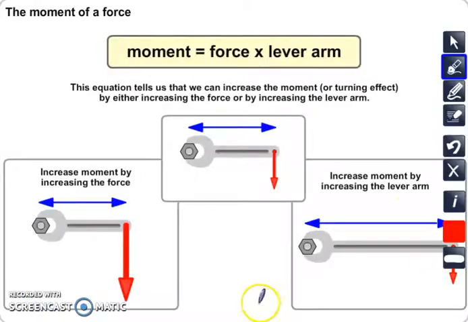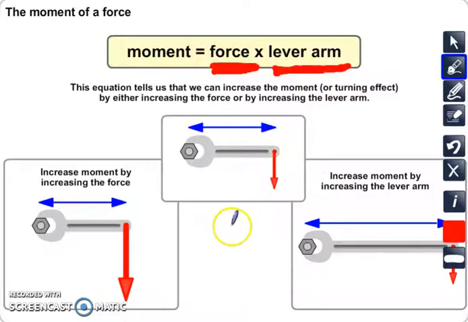So what is the moment of a force? A moment of a force, also known as the turning effect, comprises two things. First, it comprises the force. Second, it comprises the lever arm. So in other words, this is the formula: moment of force is just force times the lever arm distance.